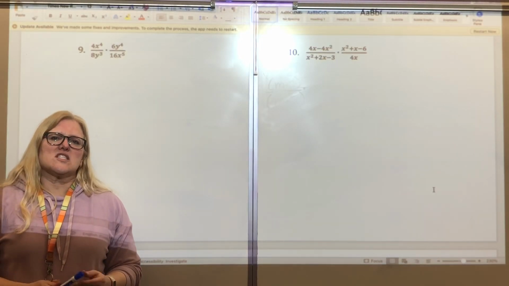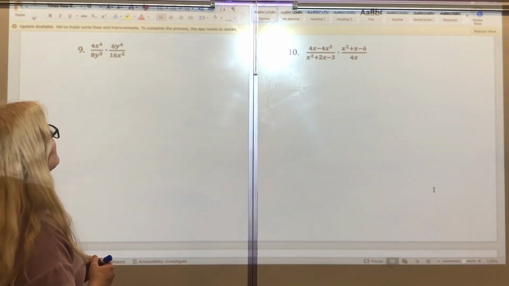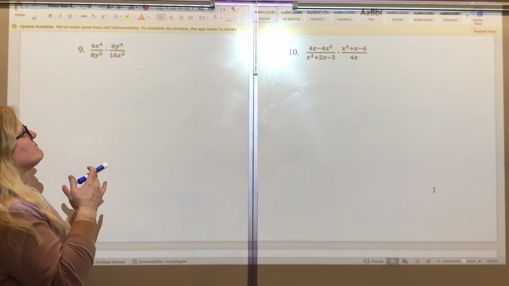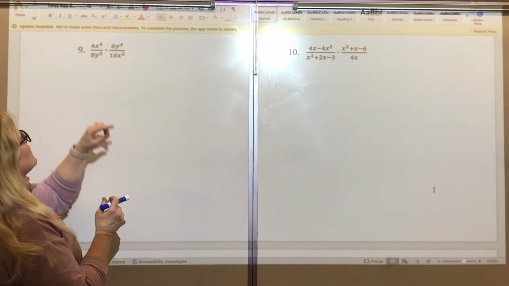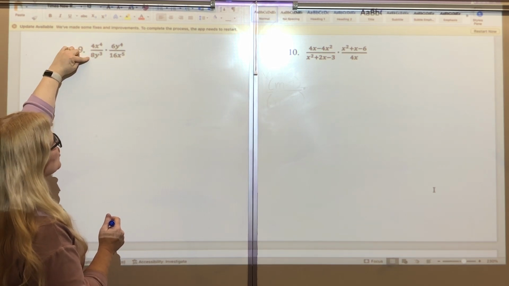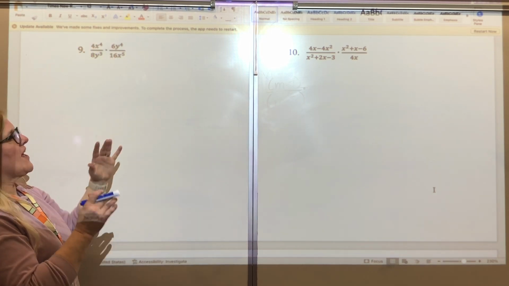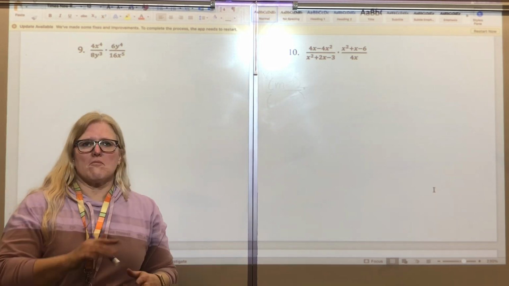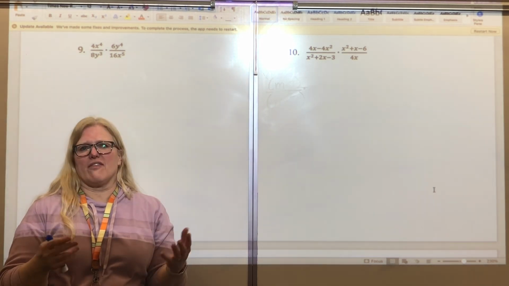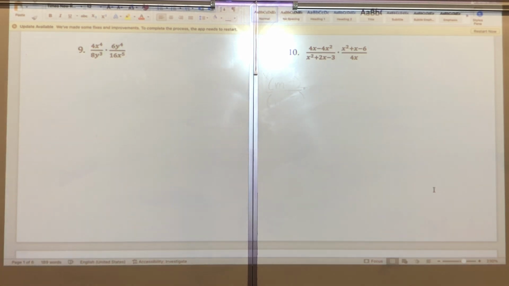Number 9, we are still simplifying. I would recommend you can start simplifying here, like this would be 1/2, and you can start simplifying here, but I'm just going to, right off the bat, multiply the numerators together, multiply the denominators together, and then just go from there.